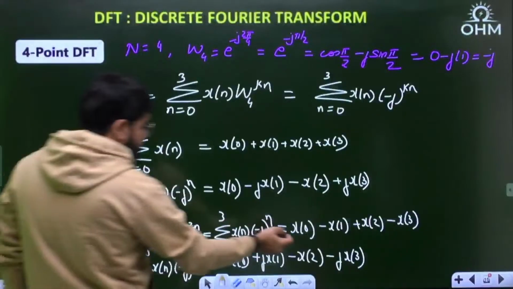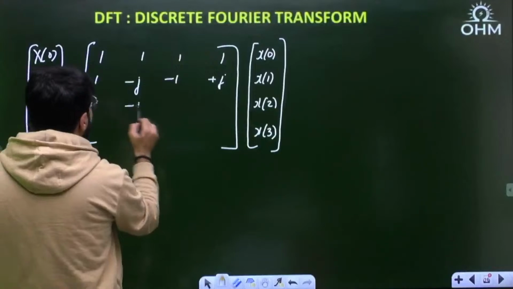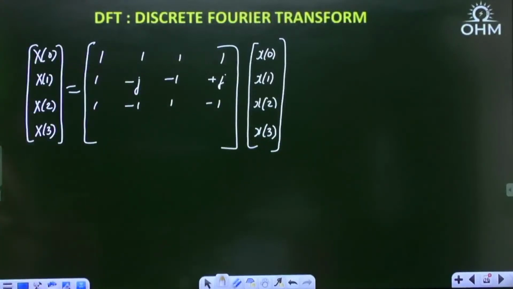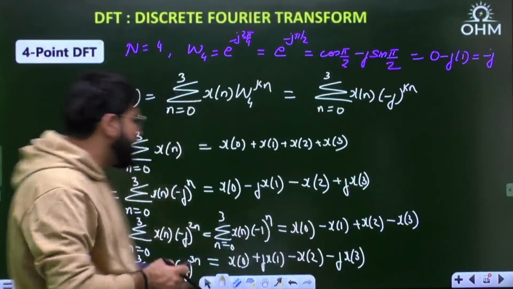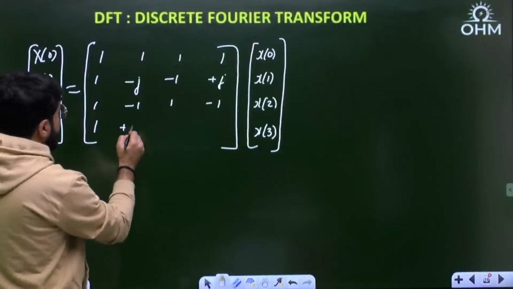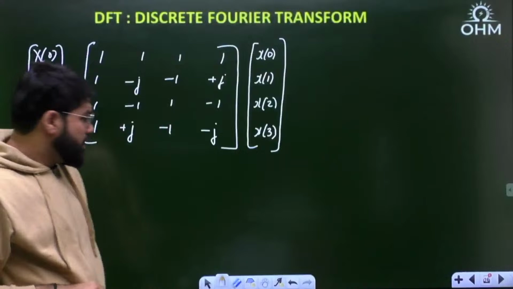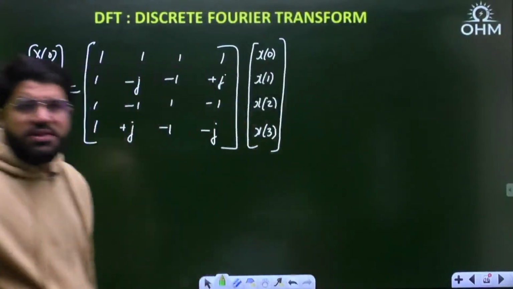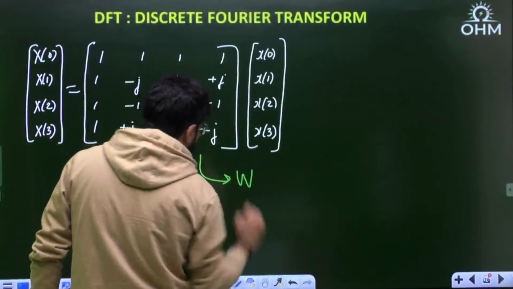Second, X2 is x0 minus x1 plus x2 minus x3, all alternate plus minus: 1, minus 1, 1, minus 1. And the last one, X3, the coefficients are 1, j, minus 1, minus j. So this matrix is known as the twiddle factor matrix. We name it W.